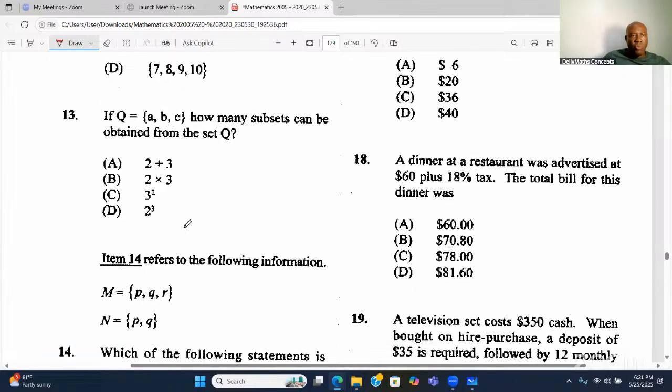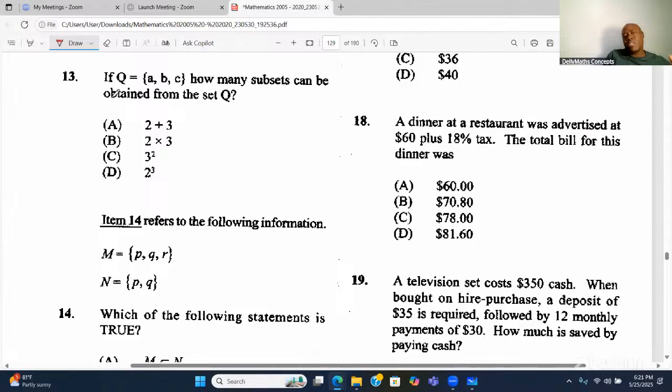All right. Very good. Let's jump to number 13. So number 13 says, if Q is equal to {a, b, c}, how many subsets can be obtained from the set Q? All right. Remember, we spoke about that. Whenever you find subsets, it's always 2 to the number of elements. 1, 2, 3 of them, 2 to the third power. So that, in this case, is D, as you can see right there. Not a biggie as you go through.